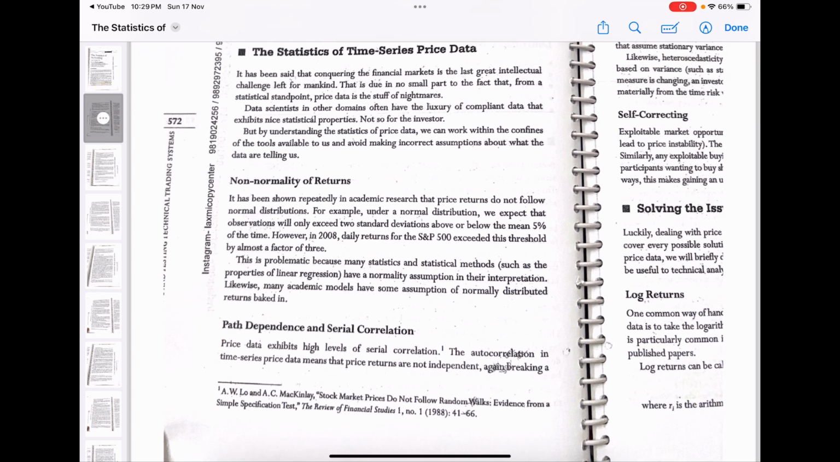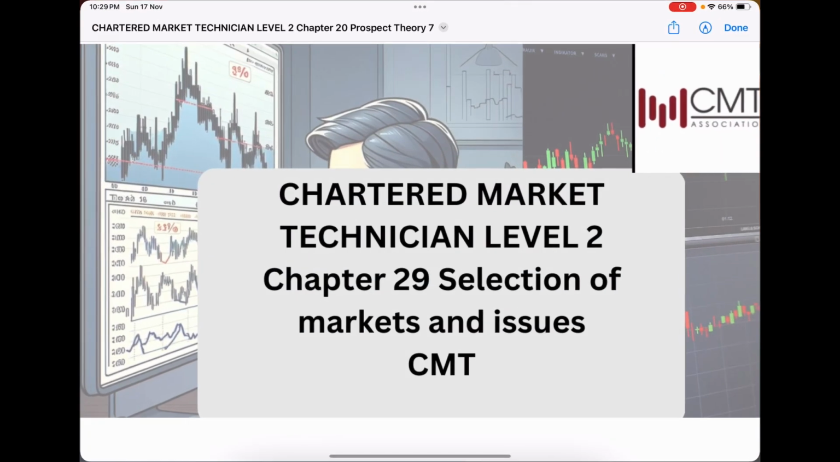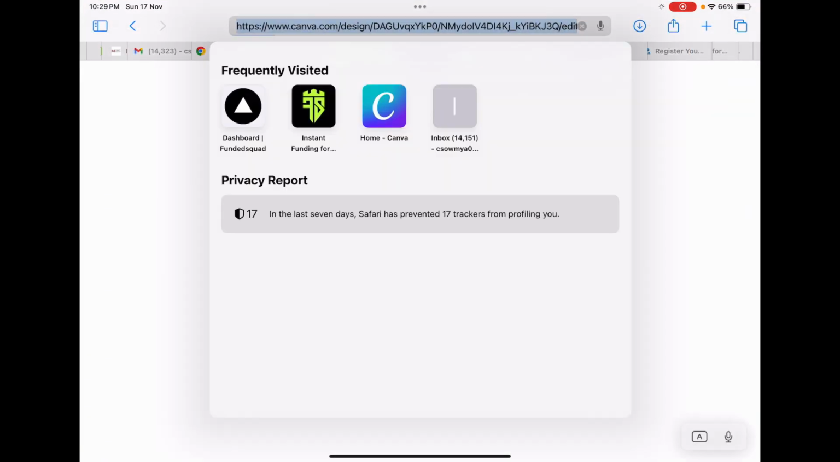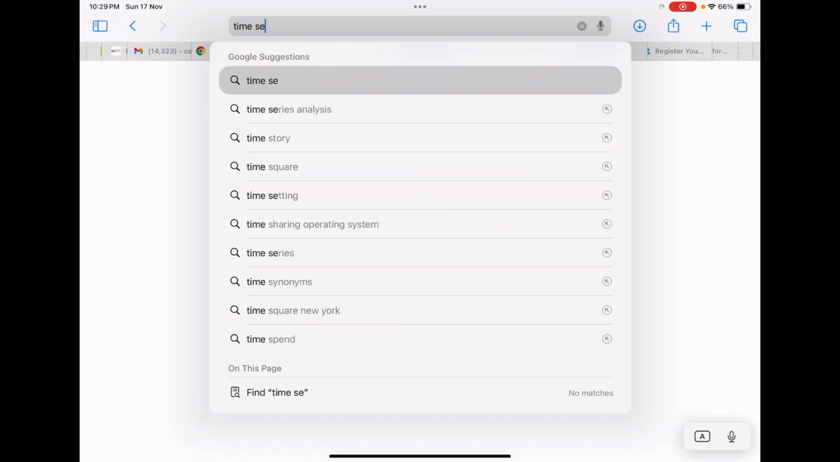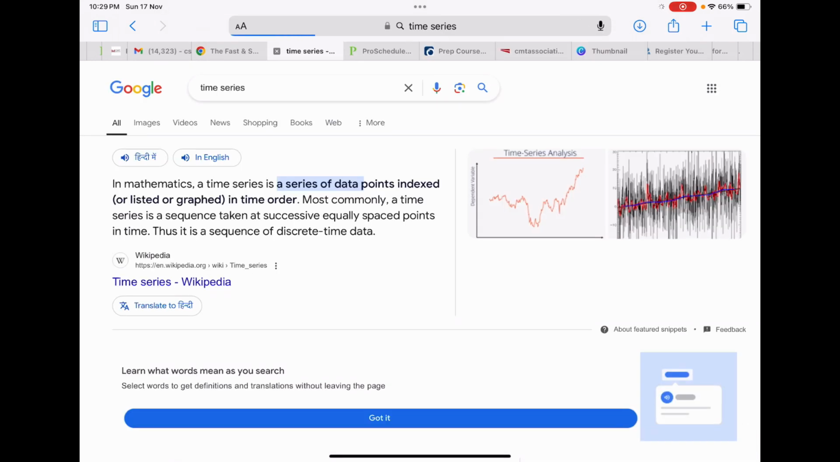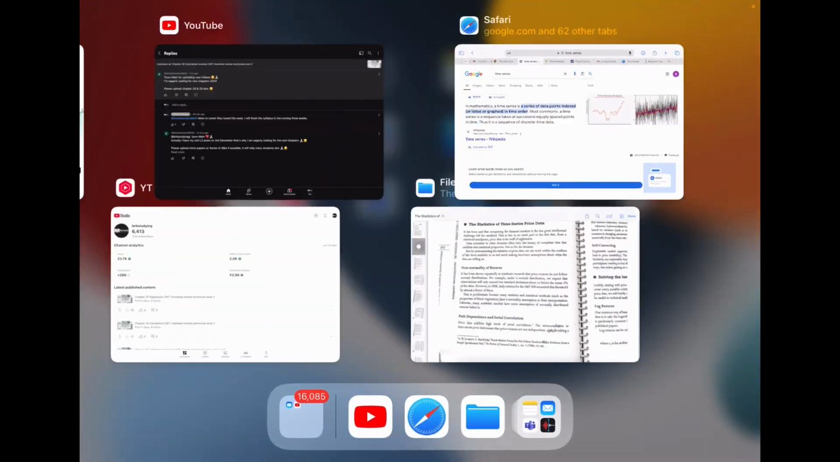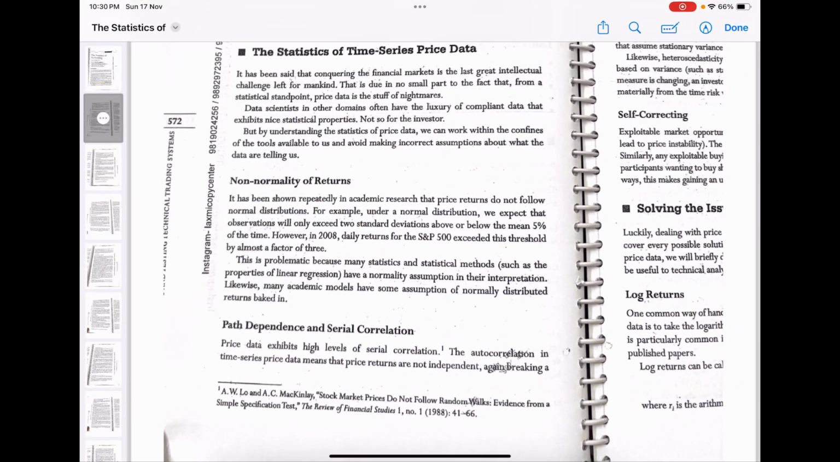Talking about the statistics of time series price data. Sometimes I feel like we are often confused about what exactly a time series is. So let's see how Google defines it. A time series is basically a series of data points indexed, listed or graphed in time order. So time series is basically this. The reason I showed you the Wikipedia definition is to make things simpler for you. It's basically the charts which we see, because they're plotted according to time.